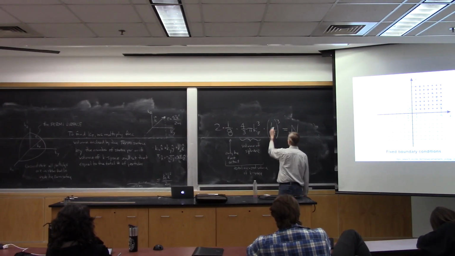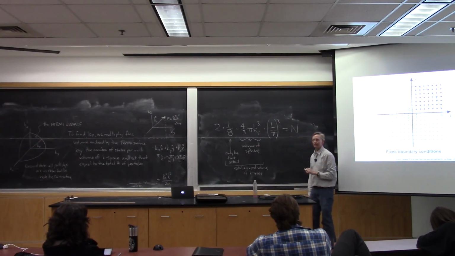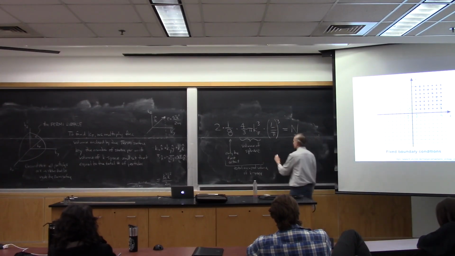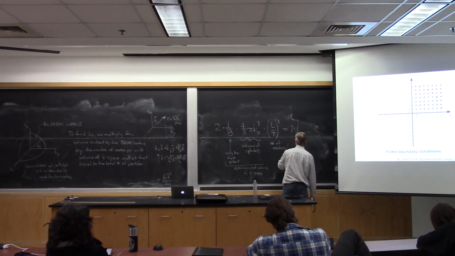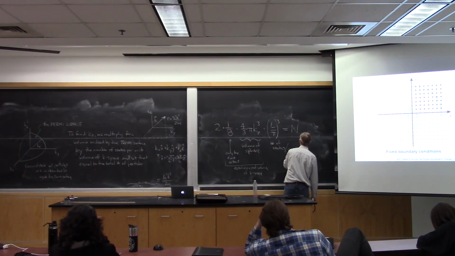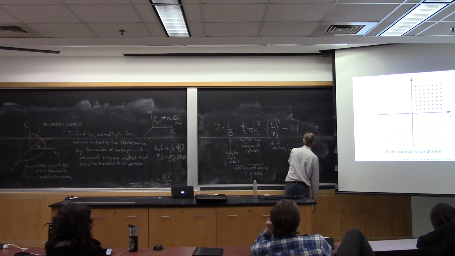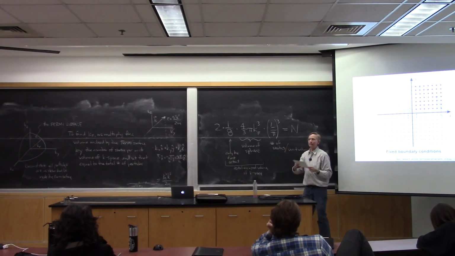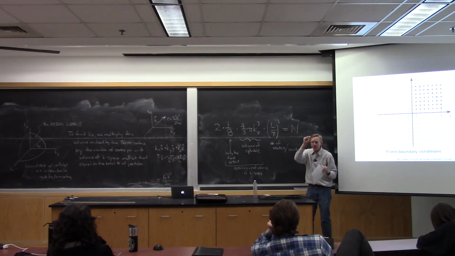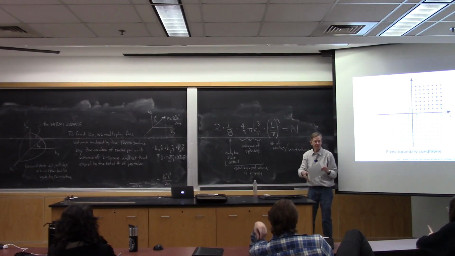And what is L cubed over pi cubed? That's the density of states, right? This is the number of states per unit volume of K space. Number of states per unit volume. So this times this will be the number of states that are occupied in the ground state.